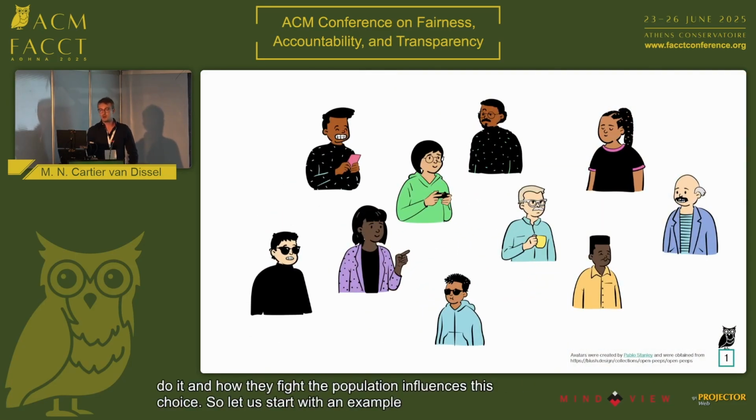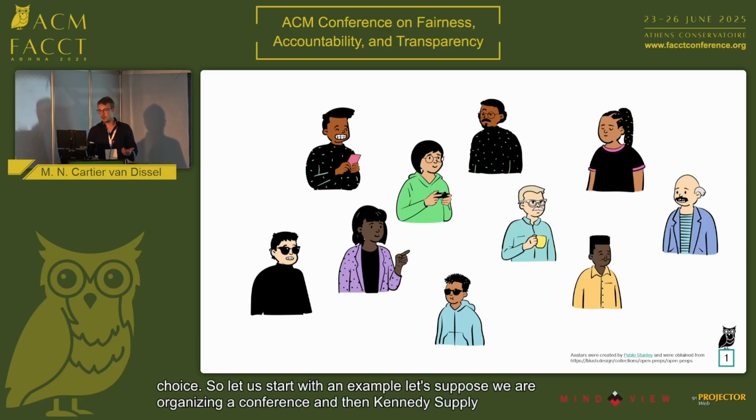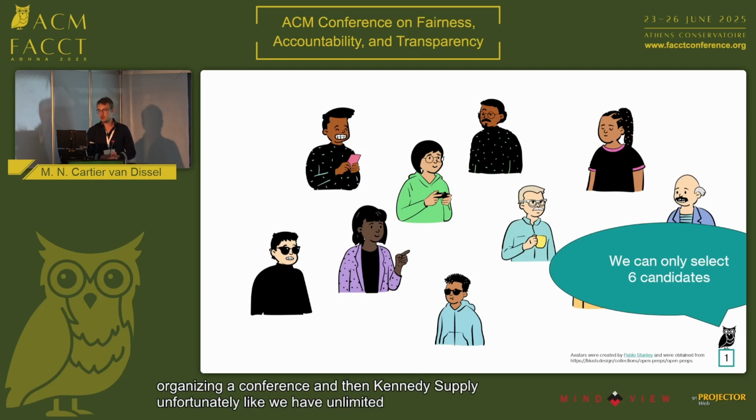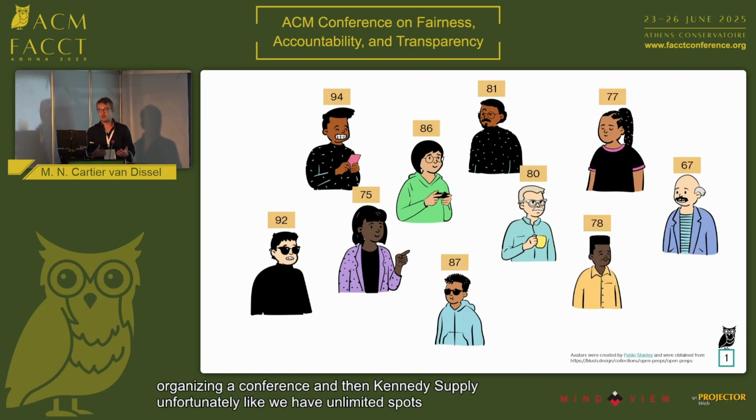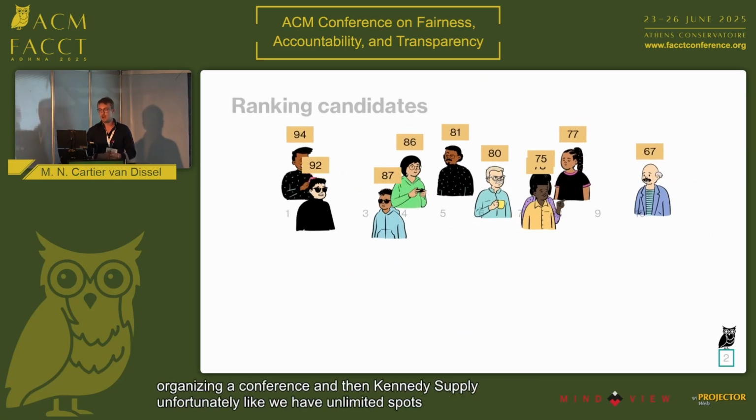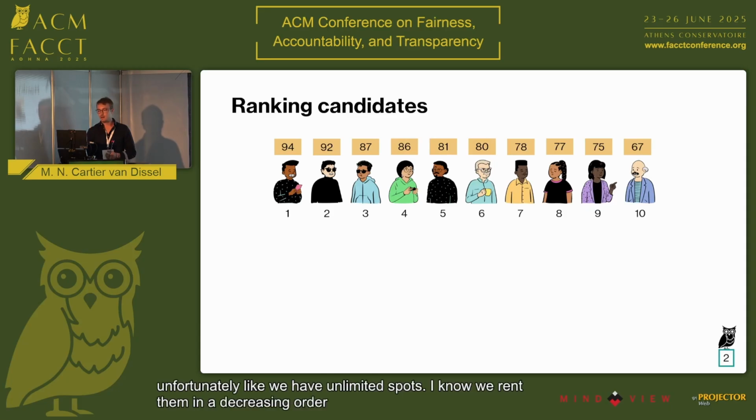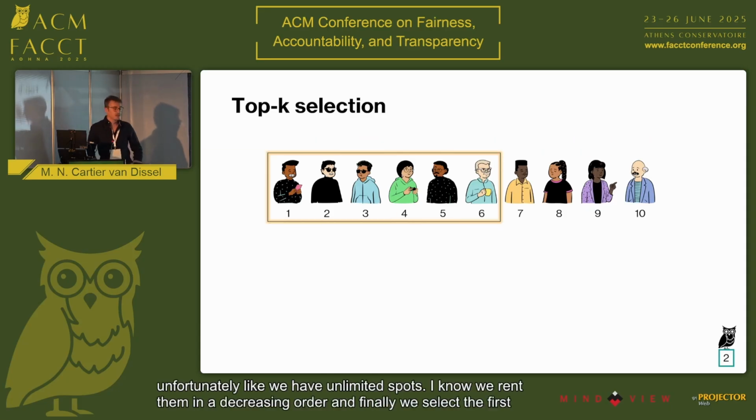Let's suppose we are organizing a conference and 10 candidates apply. Unfortunately, we have limited spots, so we can only select 6 of these candidates. To do this, we score them based on their CVs and motivation letters, and then we rank them in decreasing order. And finally, we select the first 6 candidates.